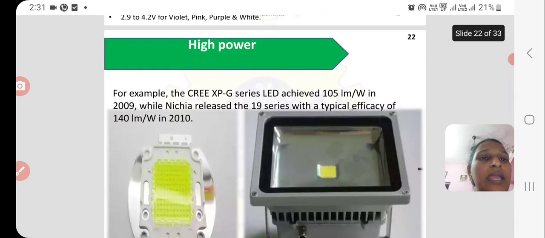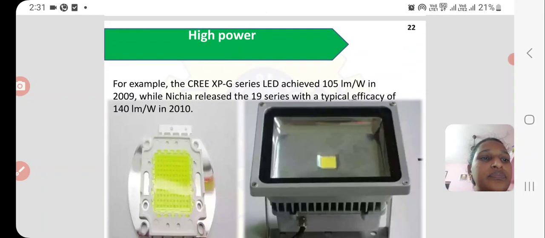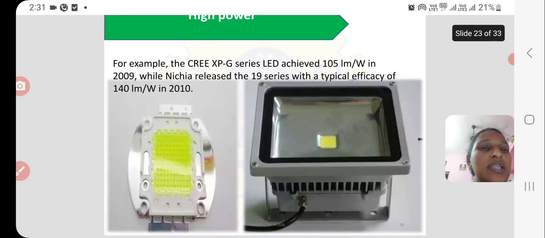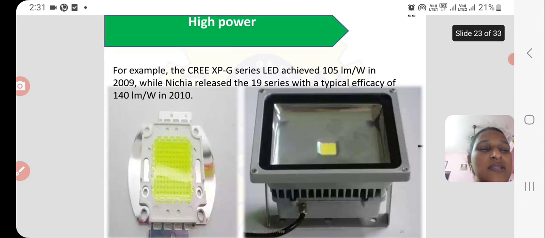The high power LEDs are those that are achieved by applying high voltages, and they have better luminance per watt. The picture shown is an example of a high power LED, which is the Cree XPG series LED, which achieved 105 lumens per watt in 2009, while Nichia released the 19 series with a typical efficacy of 140 lumens per watt in 2010.